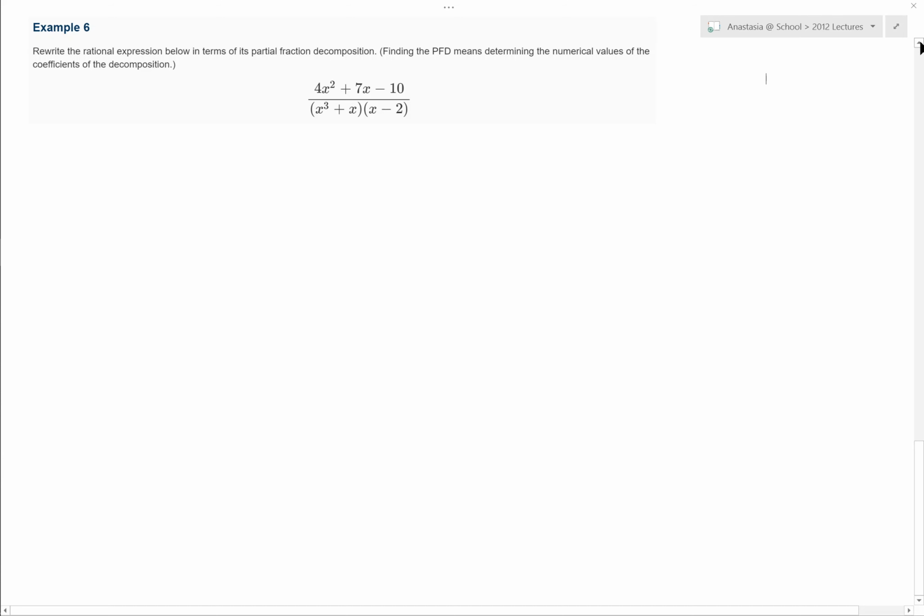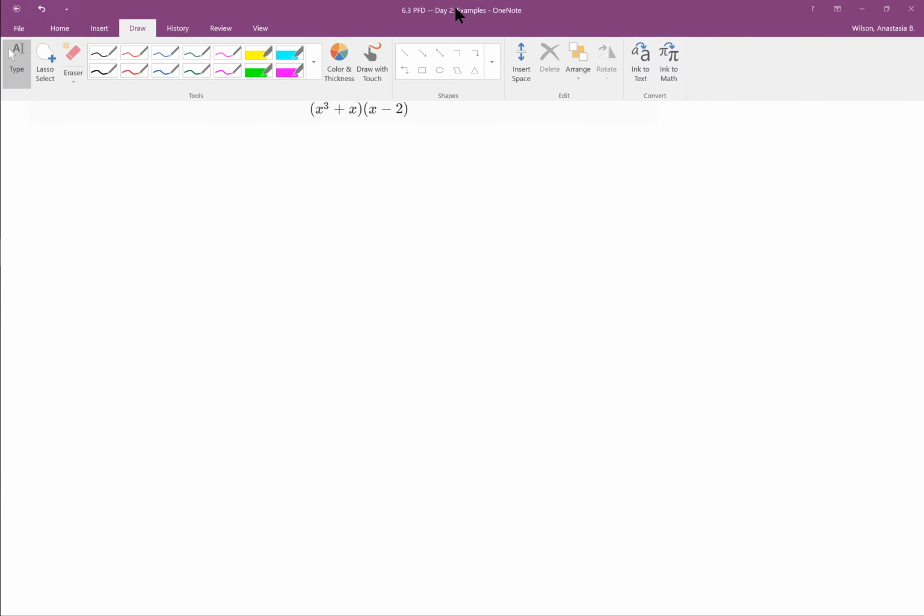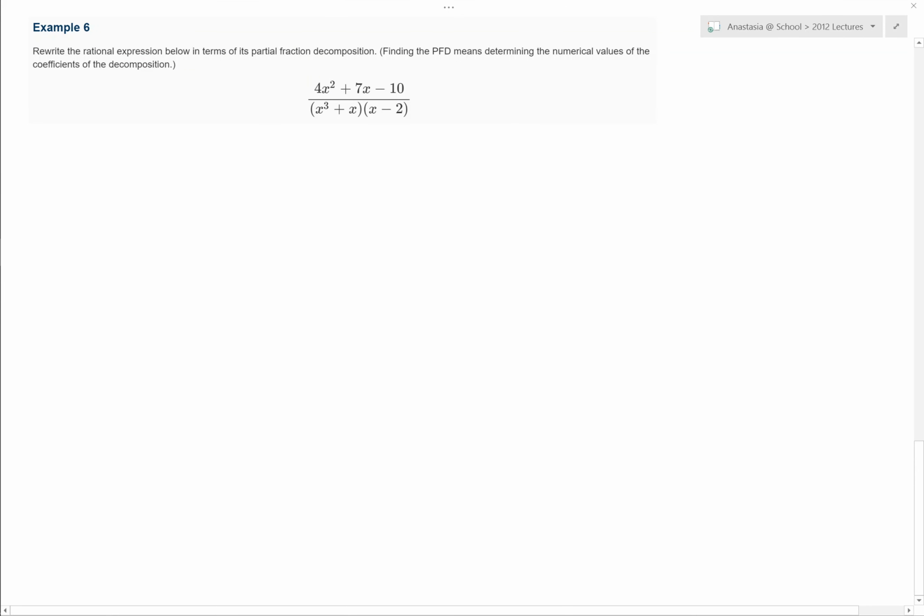your undetermined coefficients. Now in this example, we're not actually evaluating an integral, although we could, at the end, evaluate an integral, but it's not necessary for this problem. All we're doing here is finding the partial fraction decomposition, but you will see that even just that is going to be complicated enough.